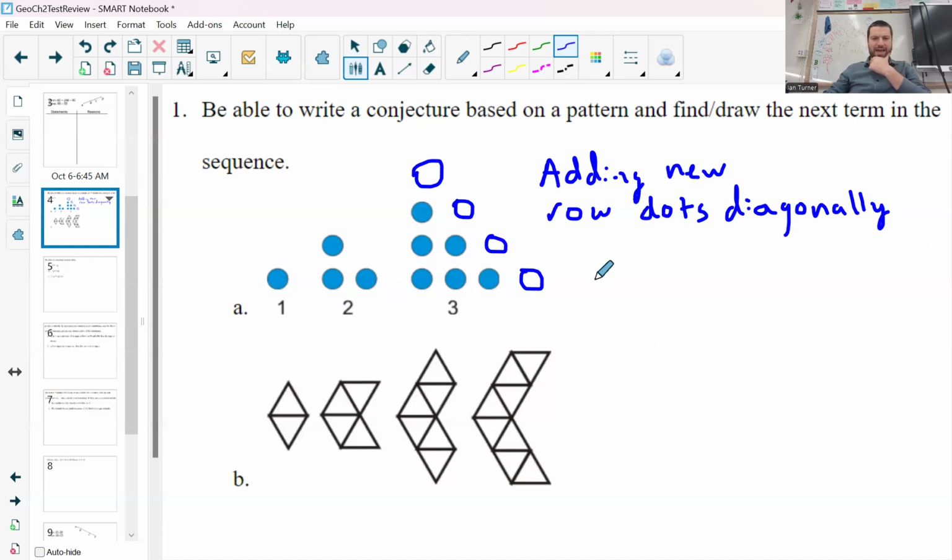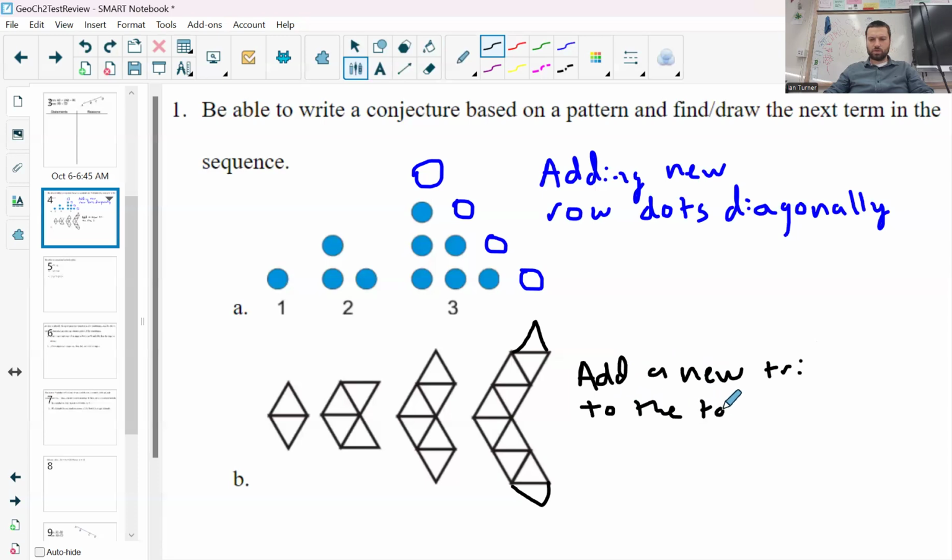This one looks like we add a triangle to the top and the bottom each time. They do change orientation. You might want to try to say that. Something like add a new triangle to the top and bottom of each previous figure, right? So you're just making a conjecture on what you see is happening, doing the next one in the series.